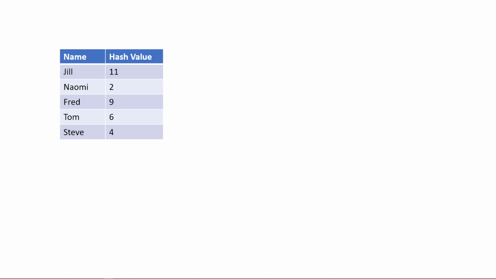Let's use an example. So suppose all these people are students at a university, and there obviously could be many, many more. And suppose we had a function called a hash that takes the letters of their name, we convert it to ASCII or whatever, and maps it to a unique number. So Jill uniquely maps to 11, Naomi uniquely maps to 2, etc. So if I pass Jill into the function, the output will be 11. And if I pass Naomi into the function, the output would be 2.